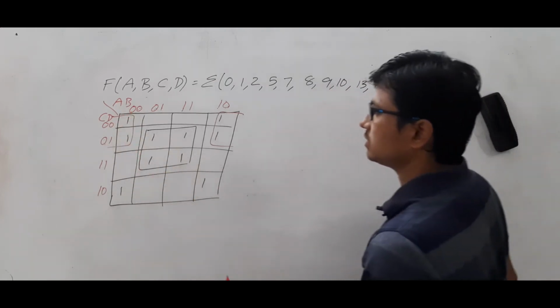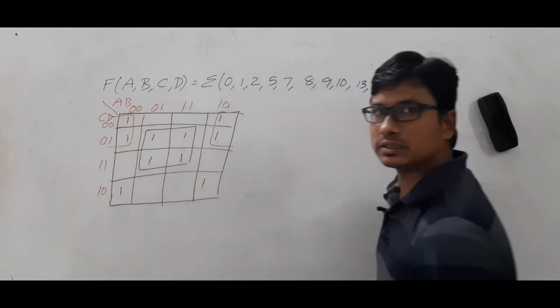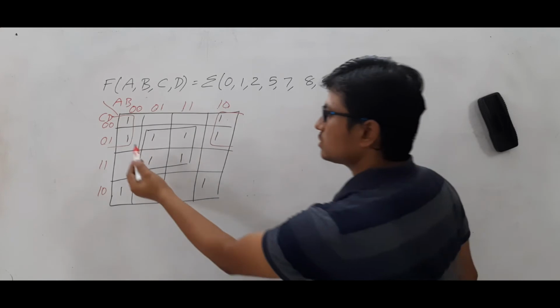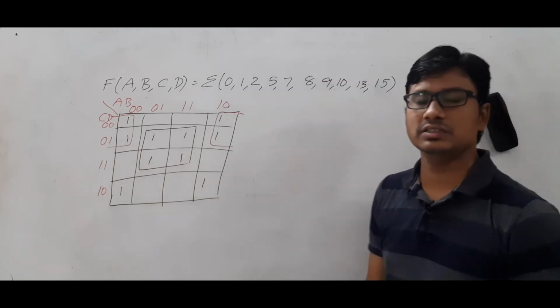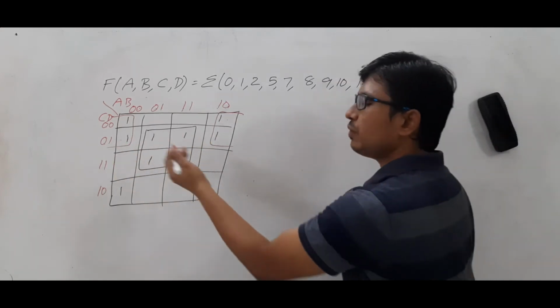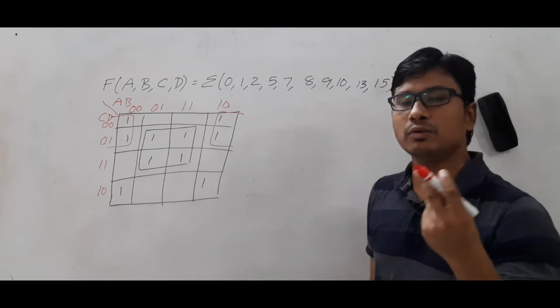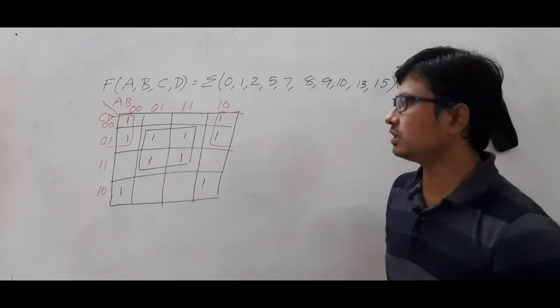How so? Because if you see, this one and this one are adjacent, am I right? This one and this one are adjacent. This one and this one are adjacent. If I say adjacent, maybe you are not understanding. We can say that two cells are adjacent if they differ by only one single bit.